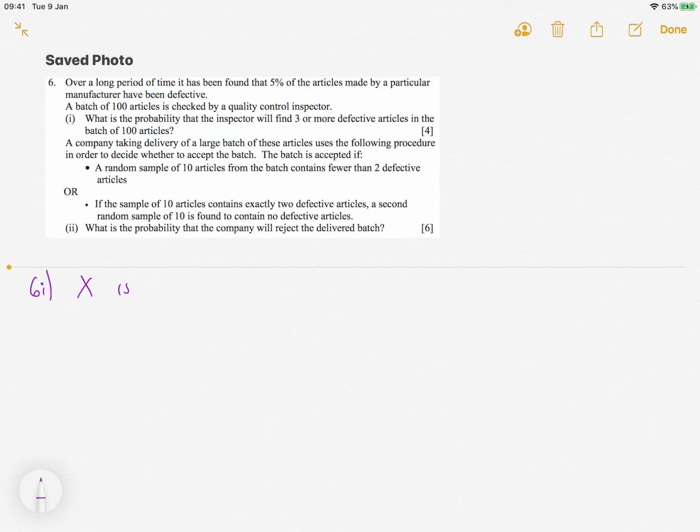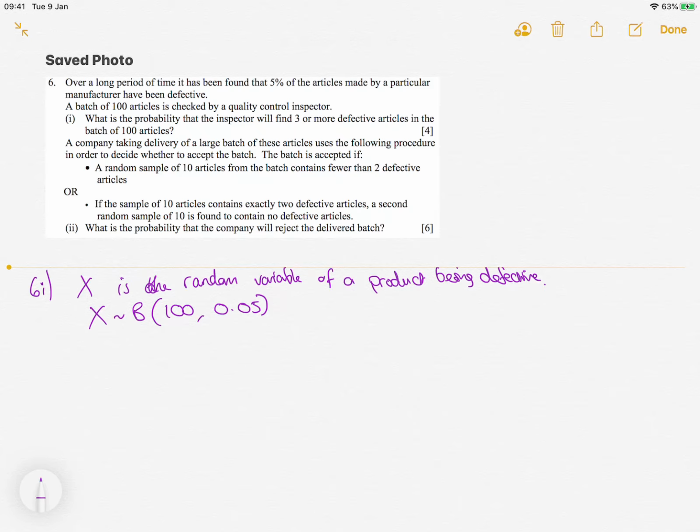So X is the random variable of a product being defective, so not working. And we can say X is binomially distributed with 100 trials, and the probability of it being defective is 0.05 or 5%. So all that information is in the question.